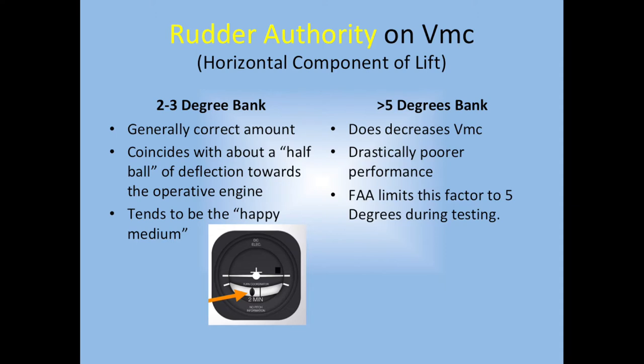And we talked about that a little bit in the first video, how that 2 to 3 degrees of bank generally corresponds to the correct amount of deflection. And the reason for that is the drag on the side of the aircraft, the rudder authority is better, and the engine has better performance because there's more air flowing directly across the engine. So those three things increase both the performance as well as the controllability of the aircraft.